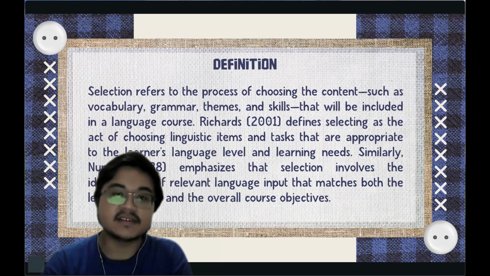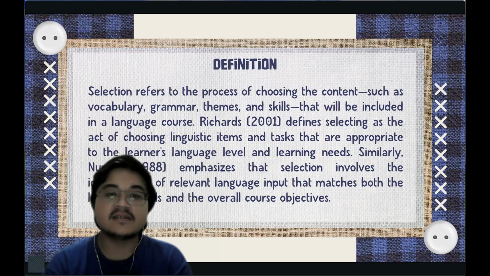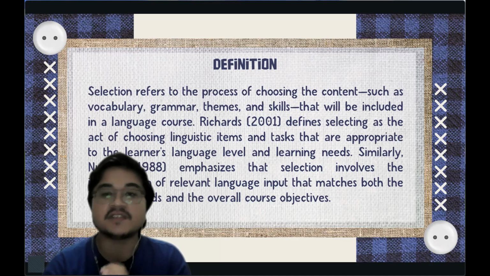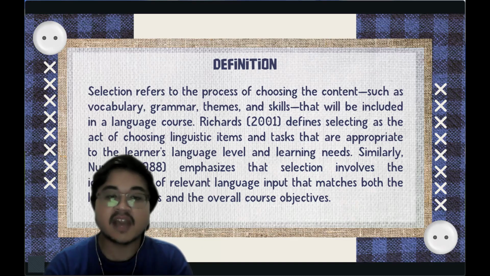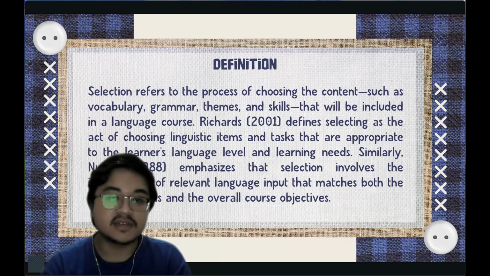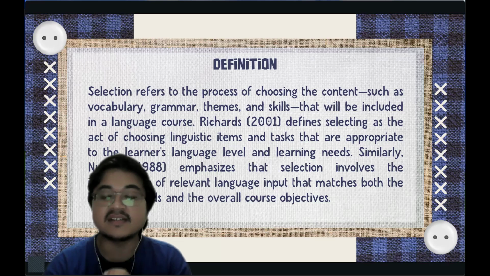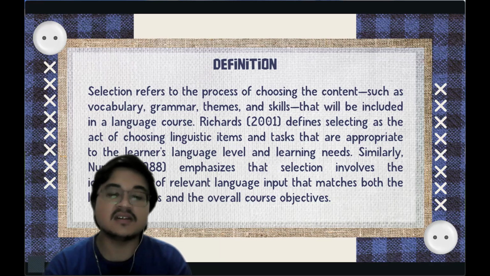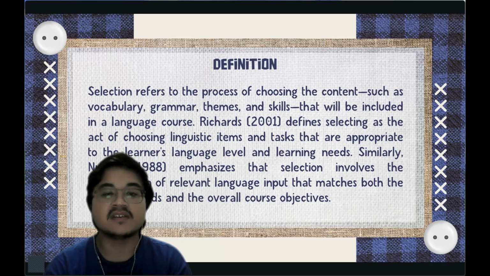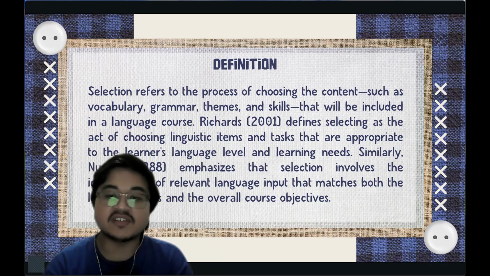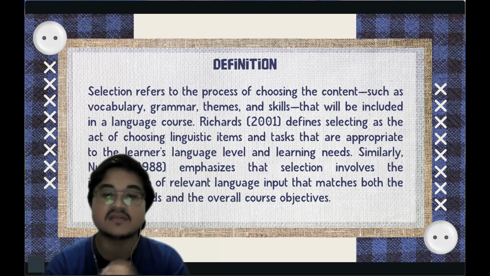First is selecting. Selecting refers to the process of choosing the content, such as vocabulary, grammar, themes, and skills that will be included in a language course. Richards in 2001 defines selecting as the act of choosing linguistic items and tasks that are appropriate to learner's language level and learning needs. Similarly, Nunan in 1988 emphasizes that selection involves the identification of relevant language input that matches both the learner's needs and the course objectives.